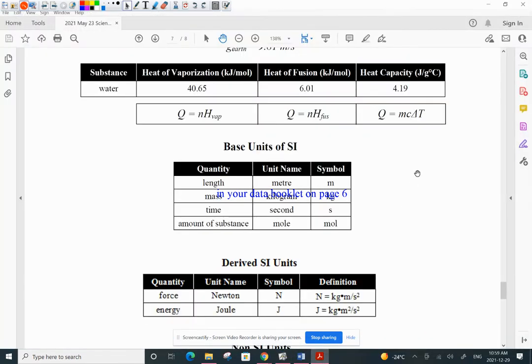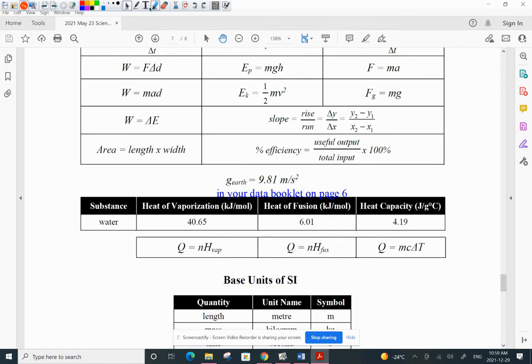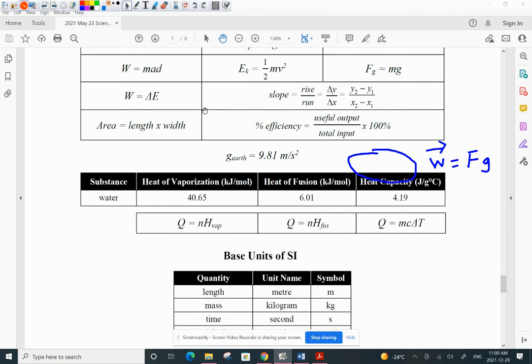So this is in your data booklet, on page 6. Here's your data booklet, page 6, and they're showing you a couple of very important pieces of information. Here, the gravity due to Earth is 9.81 meters per second squared. And this is just another way of saying the force due to gravity, or in other words, the weight that you have, is m times g. Just a couple of reminders there.